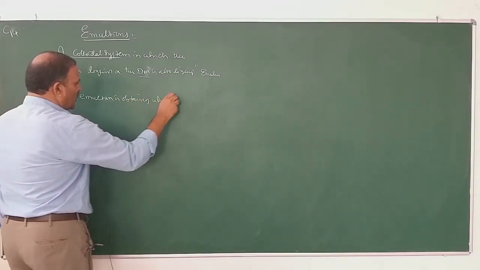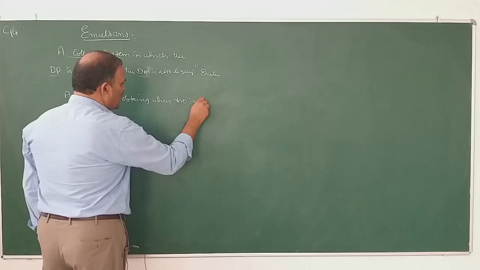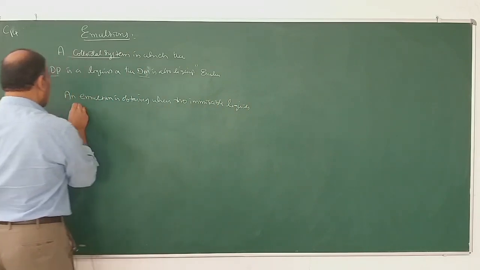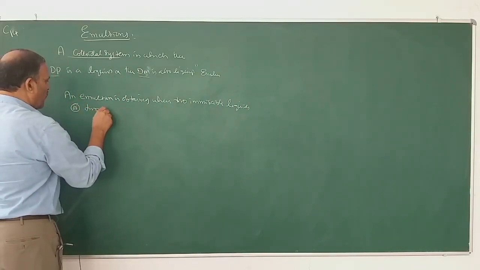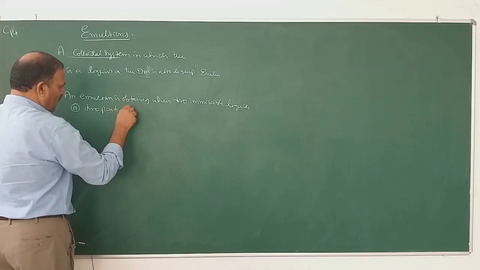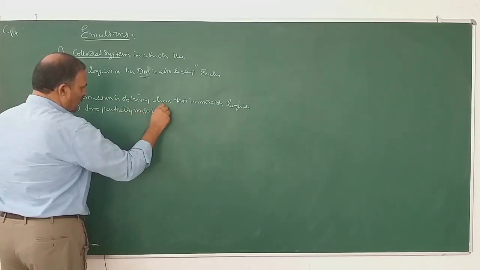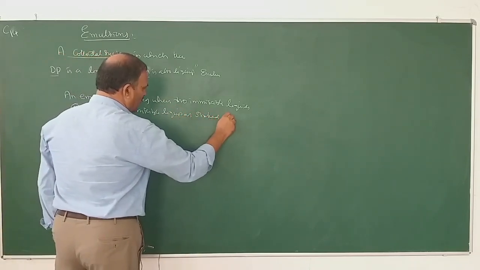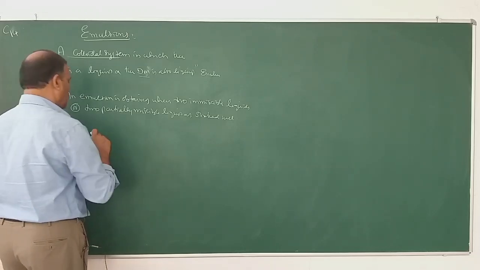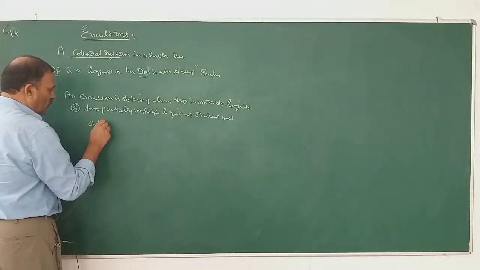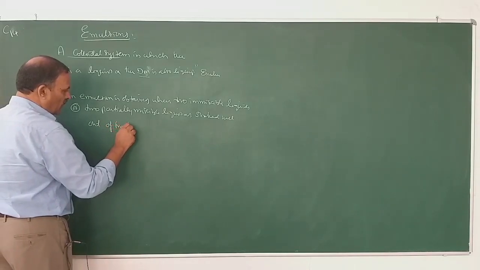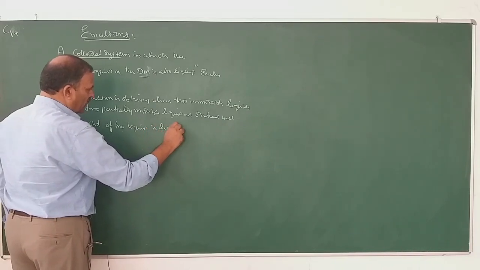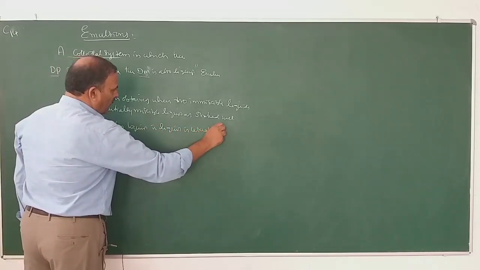So an emulsion is obtained when two immiscible liquids or two partially miscible liquids are shaken well. For example, out of the two liquids, one liquid is usually water.